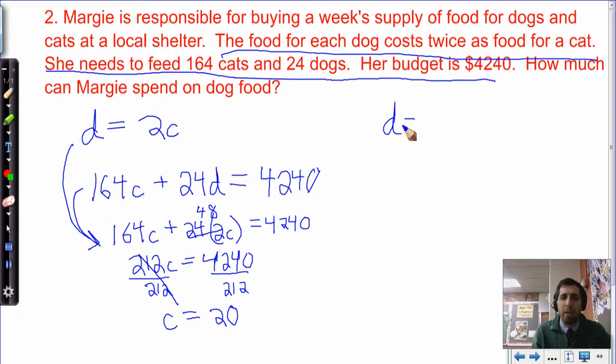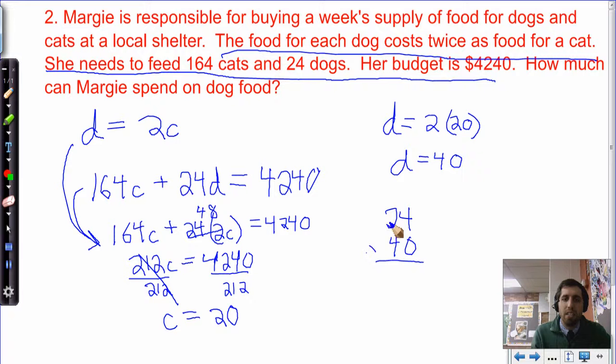How much is she going to spend on each dog? D is equal to 2 times how much she spends on cats. So she's going to spend $40 per dog. And how many dogs are there? 24 dogs. 24 dogs times $40 each. 4 times 24 would be 96. Again, it's in the tens place. $960. She gets to pay $960 on dog food. Whew, there we go. That was a heck of a problem.